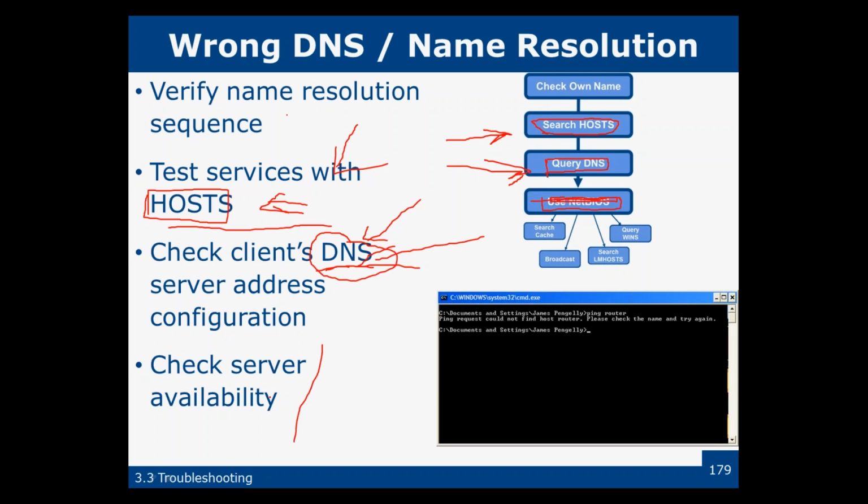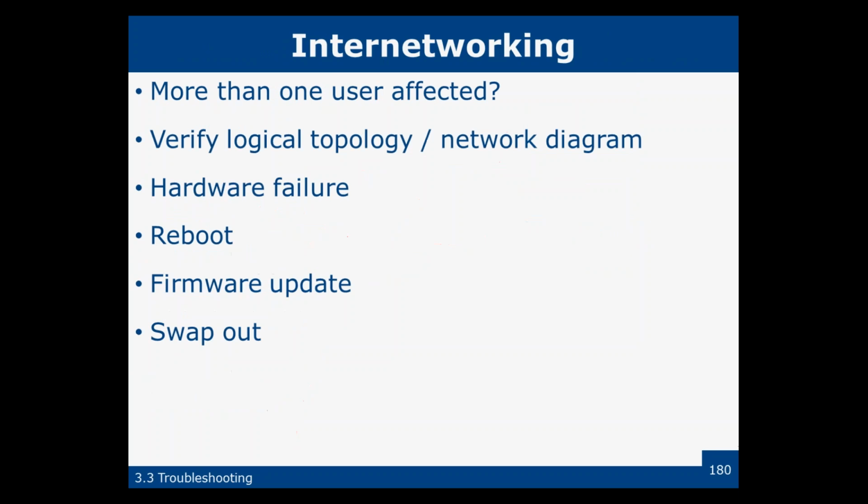And check server availability. Is it up and running? The services kind of quit occasionally, and sometimes they get corrupted files. Any power problems with Windows can cause corruption of the operating system. Internetwork: was more than one user affected? This is back to all the things we were talking about. Verify the logical topology of the network diagram we talked about. Hardware failure, maybe. And what's going to fix a Windows problem about 90% of the time?